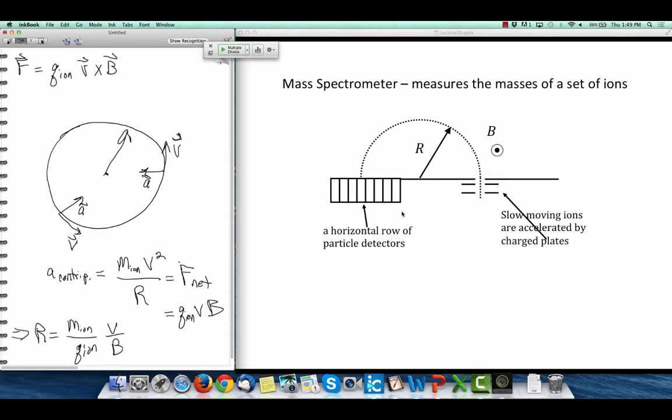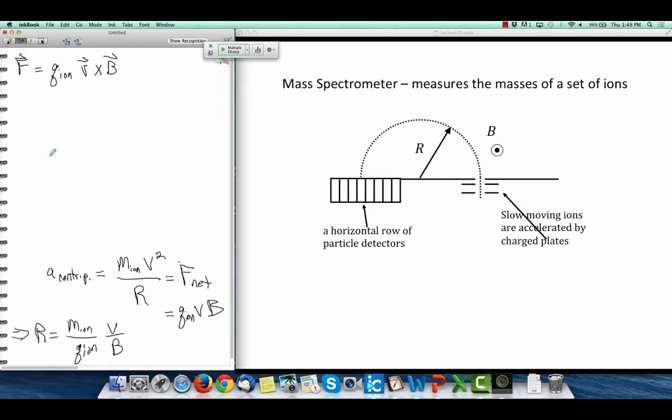Yeah? How can you guarantee they're all the same velocity if they have different masses? So you cannot if you just accelerate. Okay. So I would suggest a good thing to do would be to use this velocity selector. I don't remember if you remember how we can select for velocities.